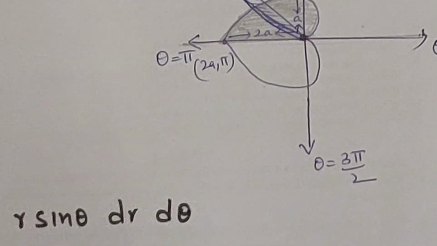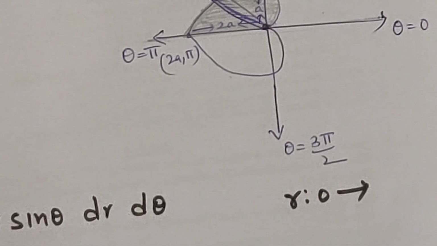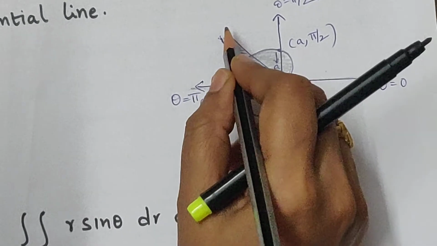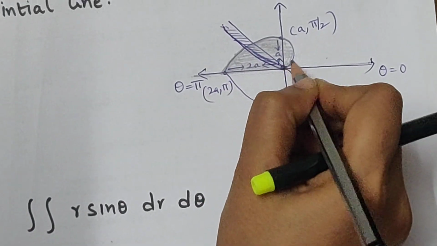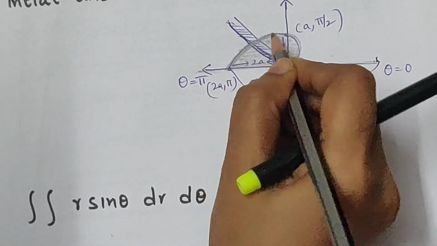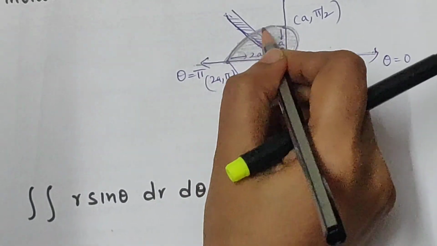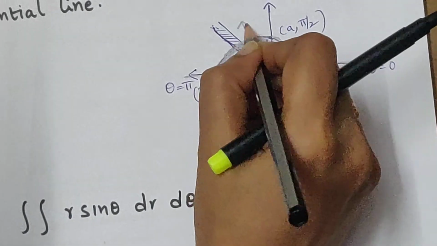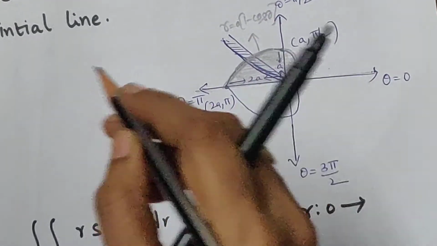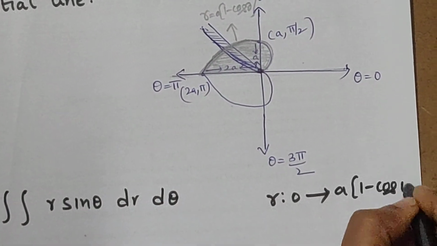So the starting point of the radius vector is included in the region of integration. So our limits are from 0 to the end. The radius vector exits the region of integration at the boundary of the cardioid. At this point the radius vector is exiting. So the curve is r equal to a into 1 minus cos theta. So the upper limit of r is a into 1 minus cos theta.